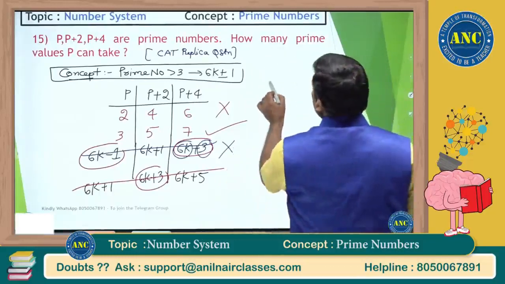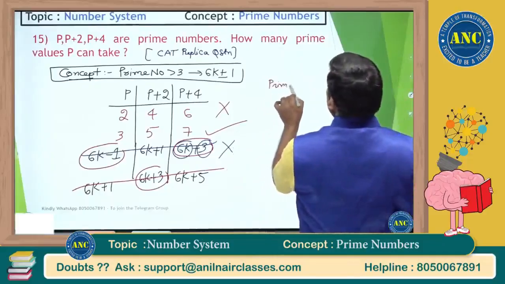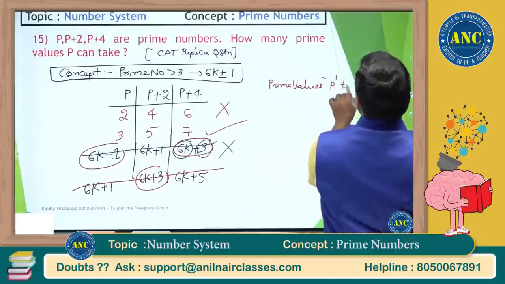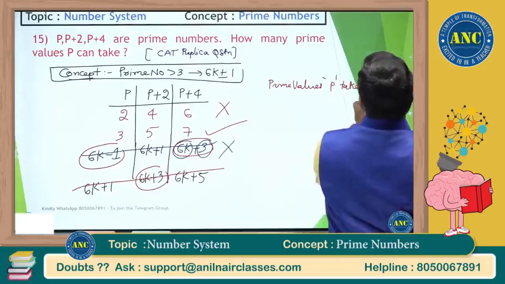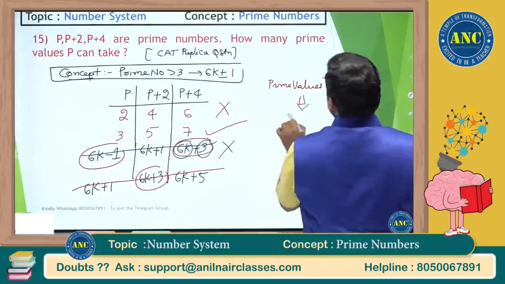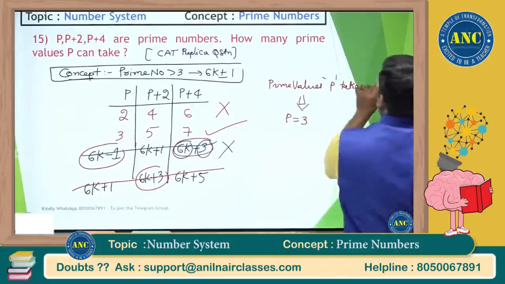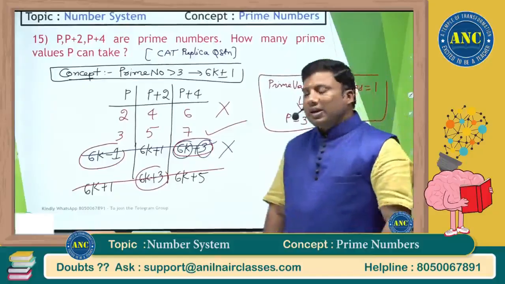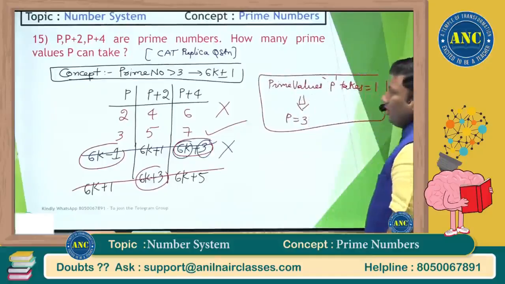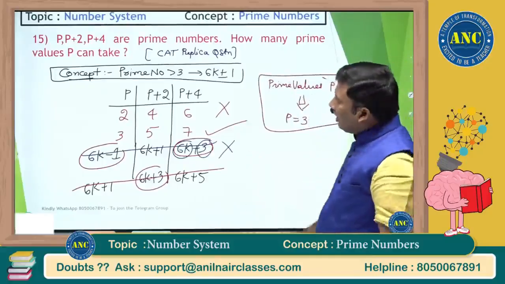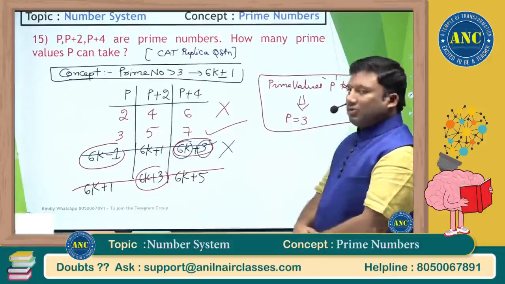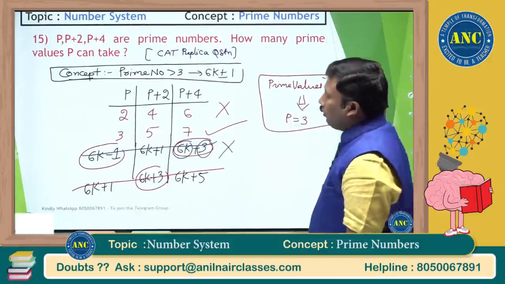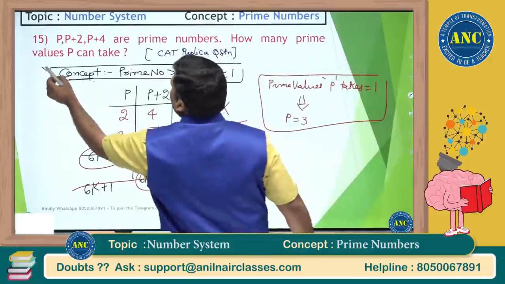How many prime values can P take? The number of prime values P takes is 1, and the value of P is 3. Idea clear? The number of prime values P takes is 1, and the prime value is 3. For P plus 2, P plus 4: if P is 2, then 2 plus 2 is 4 and 2 plus 4 is 6.